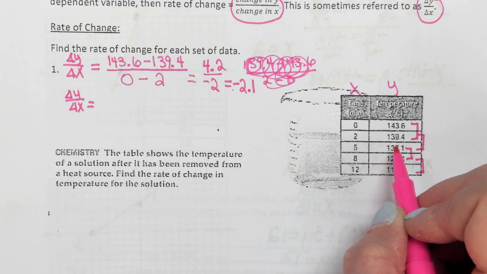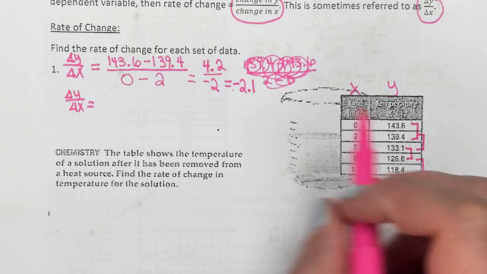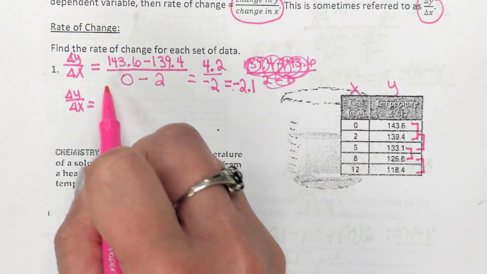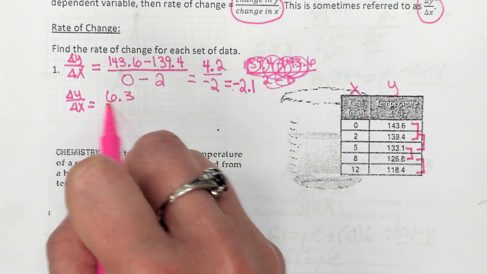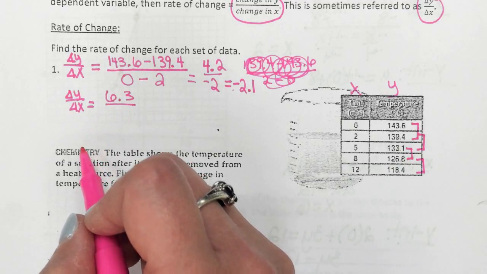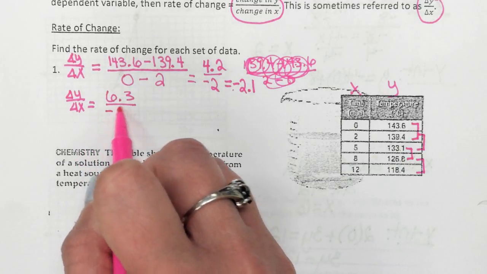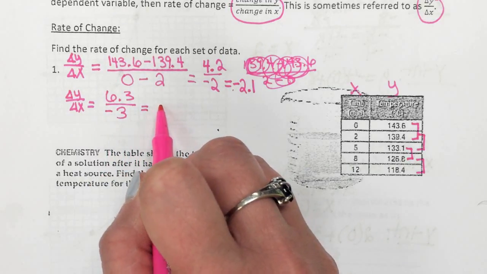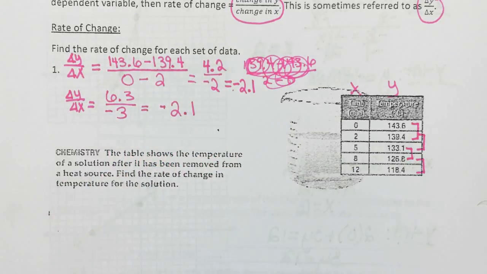What'd you get when you subtract them? James? 6.3. And when you subtract the bottom, make sure you do them in the same order. You get 3 or -3? -3. And divide them and you get? There you go. You see what I mean?